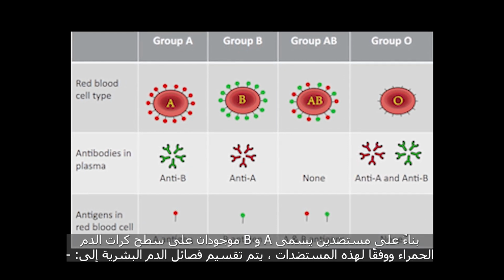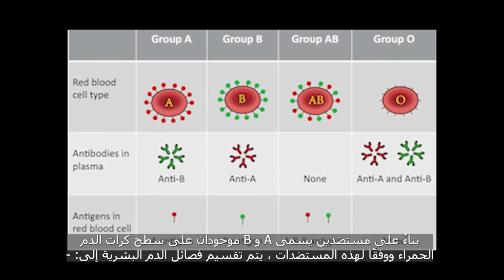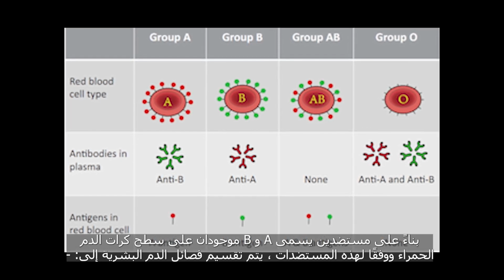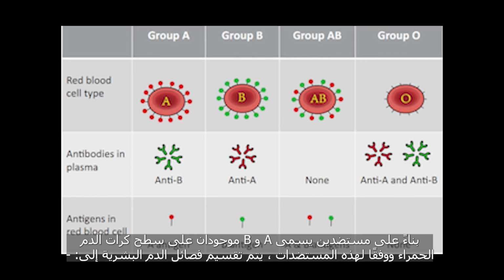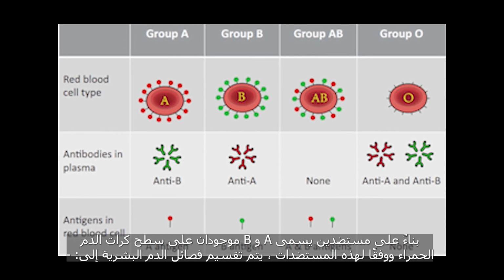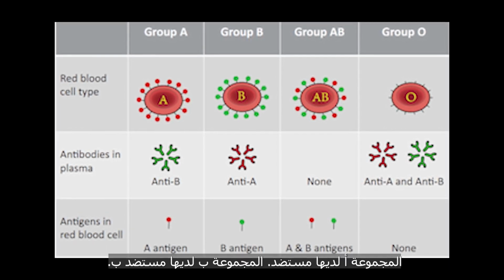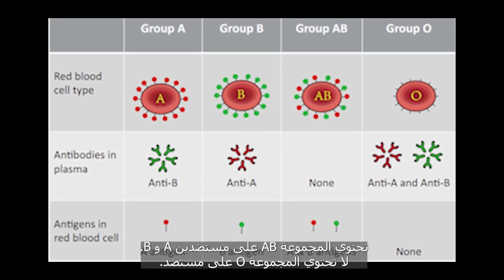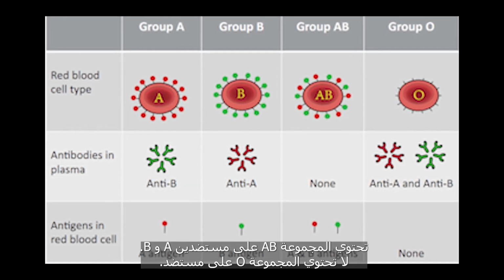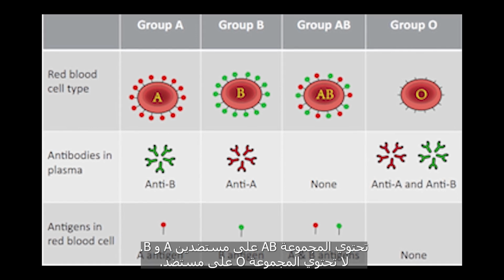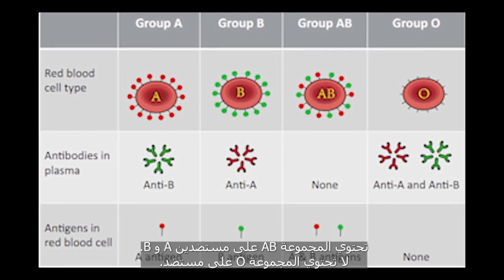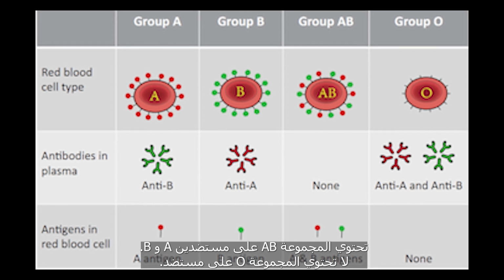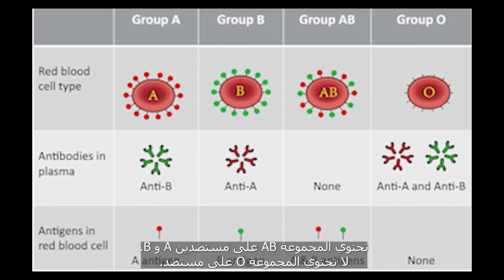It is based on two antigens called A and B antigens present on the surface of the RBCs, and according to these antigens, the human blood groups are divided into: Group A has A antigen, Group B has B antigen. The combination between A and B, called group AB, has both A and B antigens. The last group, which is O, has no antigen.